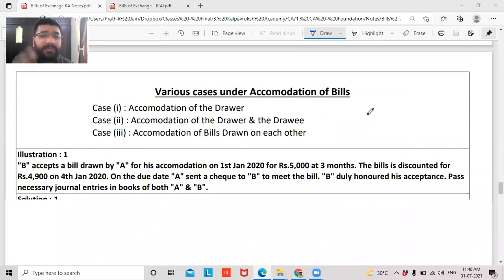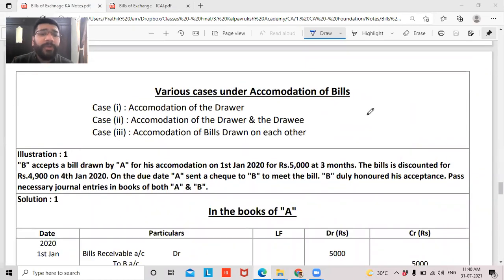So here we understood there are three cases to be dealt with. The first case is accommodation of the drawer, which means the help is provided to the drawer. The drawer will draw the bill on the drawee, the drawee will accept it and give it back. In this entire process of case one, the drawer is the person who's getting benefited. Case two is where the drawer will draw the bill, a single person is drawing the bill, and the help is given to both the parties, that is the drawer and the drawee. How the help is given to both parties is something we'll see today. And case three is where, let's suppose, A is drawing a bill on B and B is drawing a bill on A, so both of them are drawing bills in order to help each other.